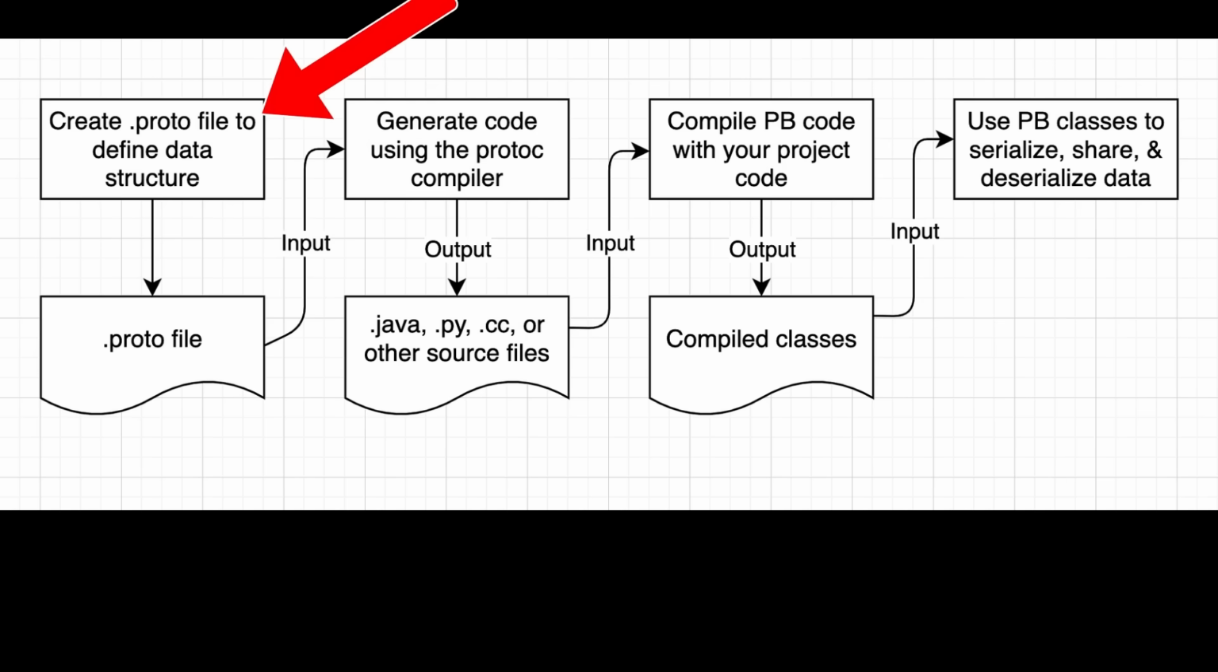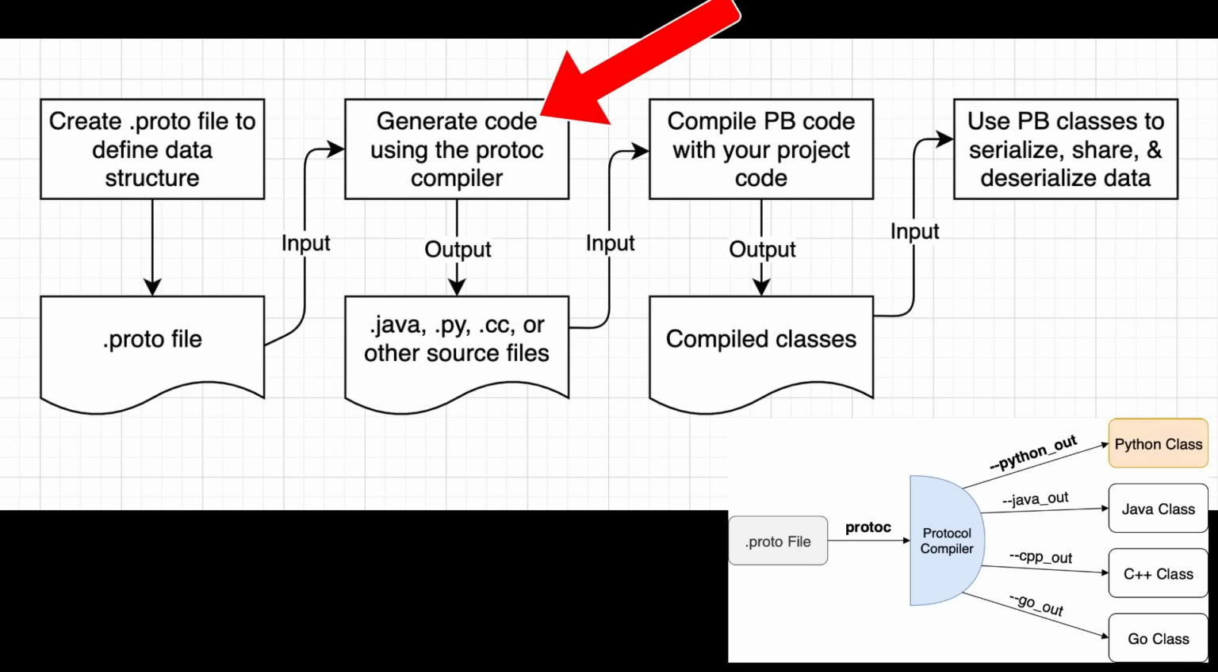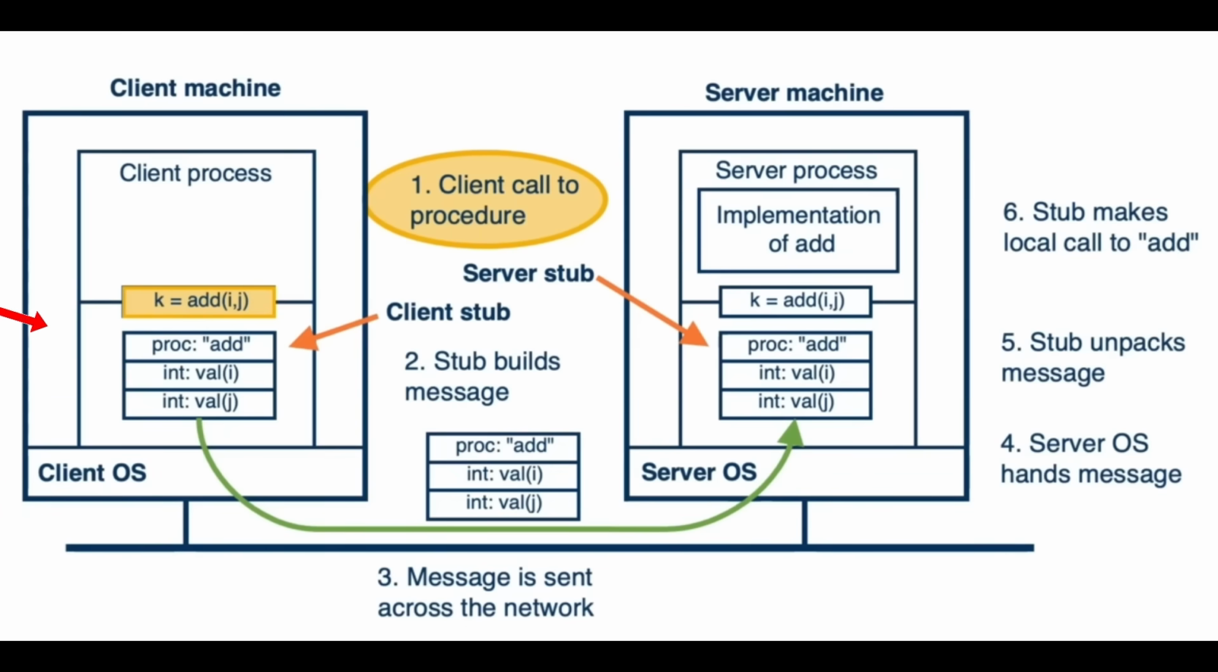Once the .proto file is defined, developers use the protoc compiler to generate client and server code stubs in their target language, such as Go, Python, Java, C++, or others. These generated stubs abstract away the networking details, allowing the developer to interact with remote services through native function calls.